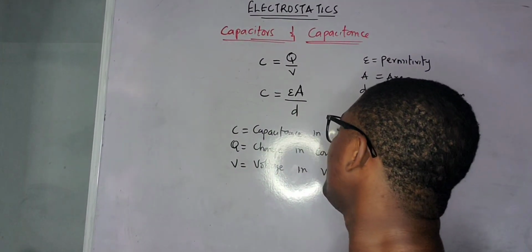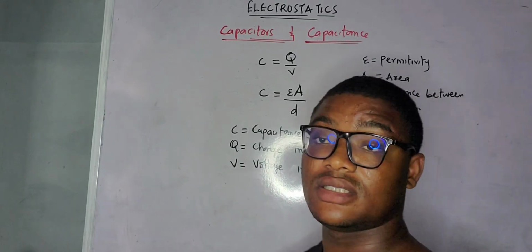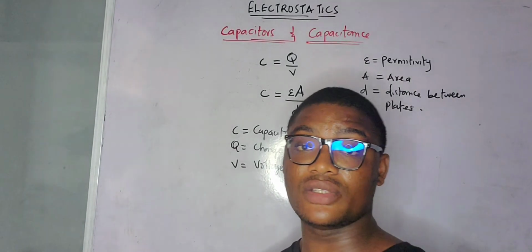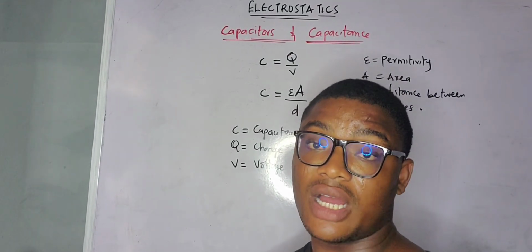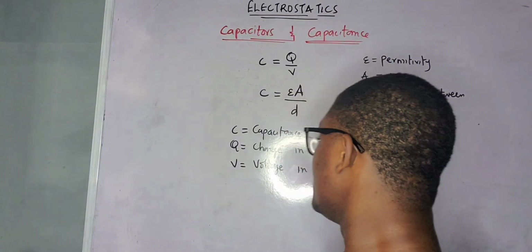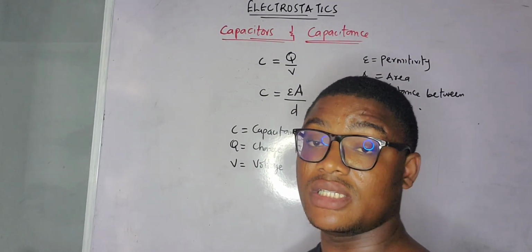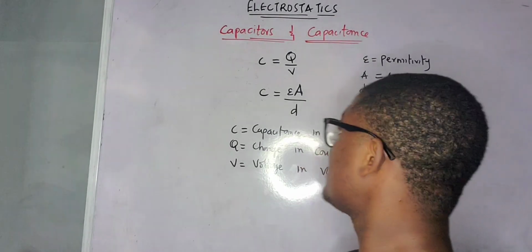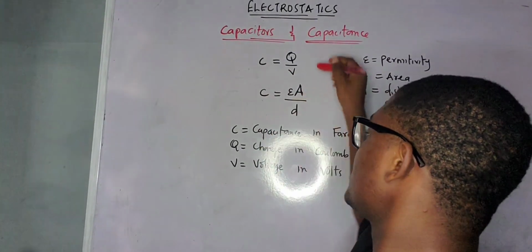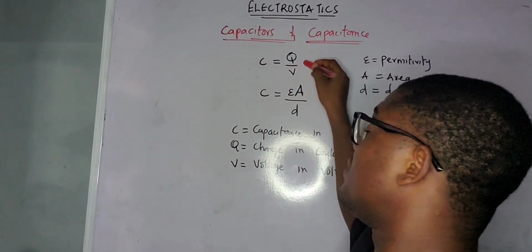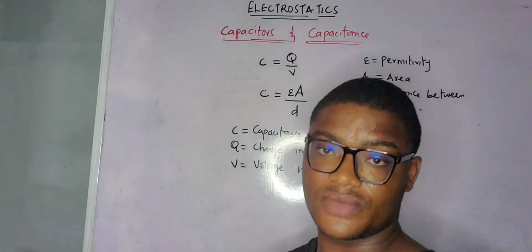The next one is the charge. The charge is in coulomb. We have already done something to do with charge, and you know the charge is measured in coulomb. The next one is the voltage. The potential difference is voltage, measured in volts. So the capacitance is equal to charge over voltage, C equals Q over V. I hope you understand.